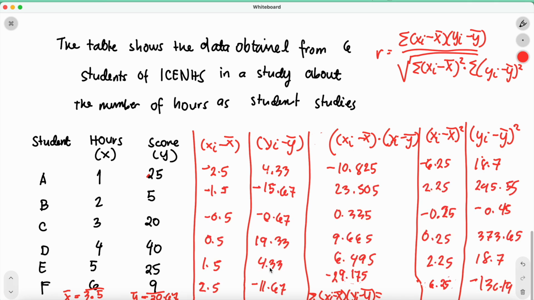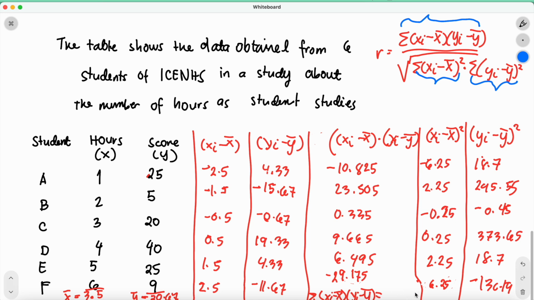Okay guys, done filling this out. So I want you to look at the equation and solve for what we need. So we need this one, the numerator, and we can solve this by adding all of these, because it's a summation. We also need this one, and we also need this one. The sum of each of these.